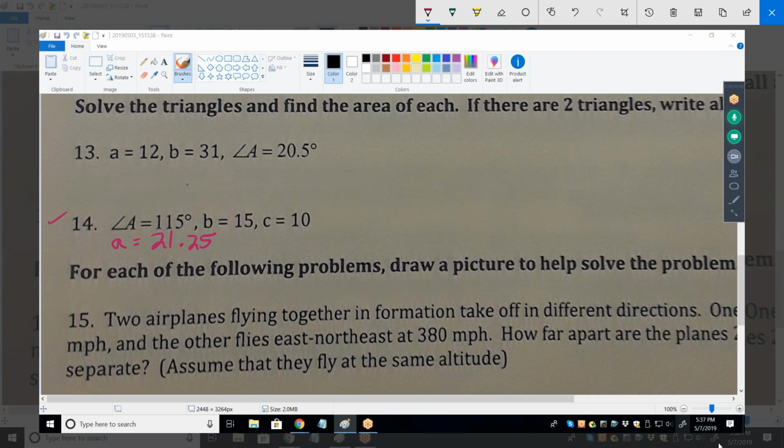So start with the one relationship that we know is true. And you can put either one in the numerator and either one in the denominator. It doesn't have to be little a over the sine of angle A. It could be sine of angle A over little a. Okay. So you tell me which one you want to do.